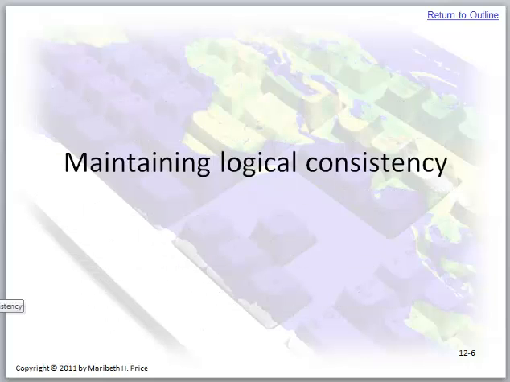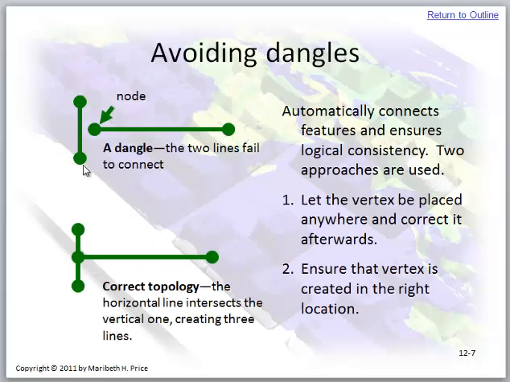How do we maintain logical consistency? We avoid dangles. In this case, a dangle is shown because two lines fail to connect. The correct topology is the bottom one, where the horizontal line intersects the vertical one, creating three different lines. One here, and one here. Here there are just two lines.